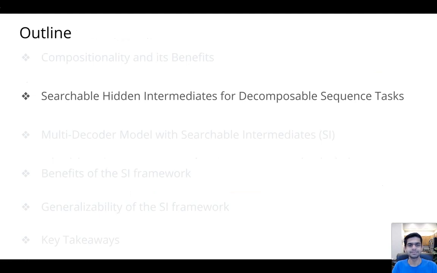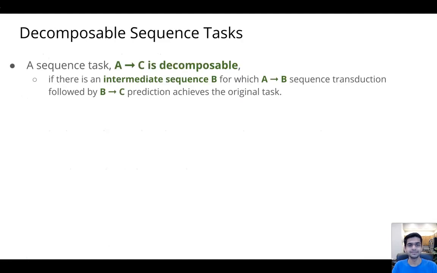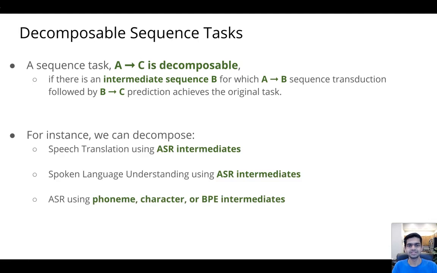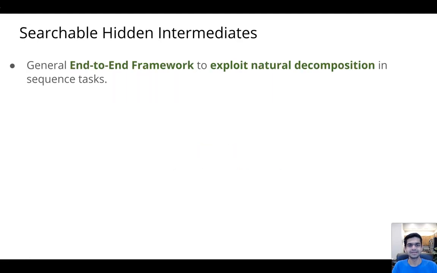Now we will introduce the proposed Searchable Hidden Intermediates framework, where we will start by defining a decomposable sequence task. If there is an intermediate sequence B for which A to B sequence transduction followed by B to C prediction achieves the original task, then the original A to C task is decomposable. For instance, we can decompose speech translation or spoken language understanding using ASR intermediates, and speech recognition using phoneme, character, or BPE intermediates.